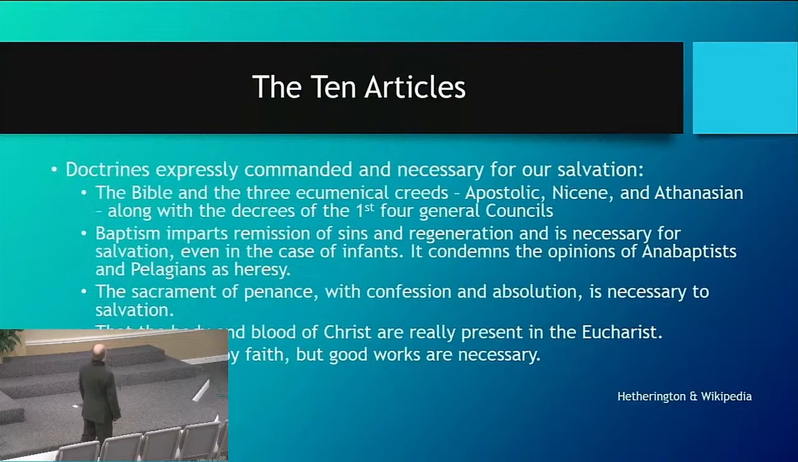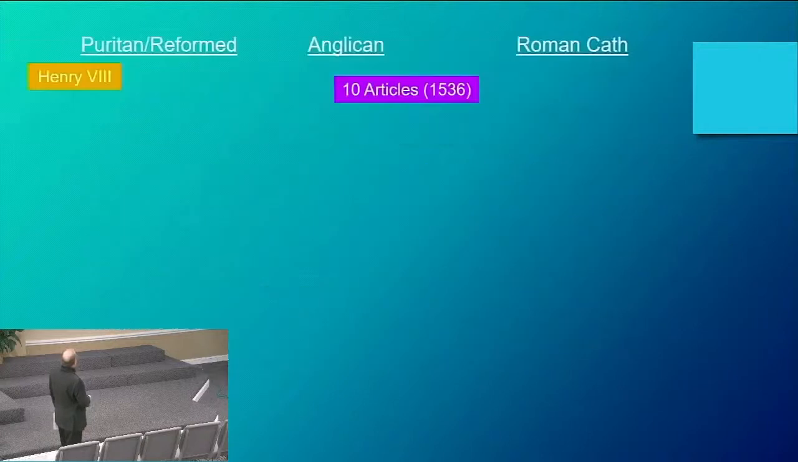The sacrament of penance with confession and absolution is necessary for salvation, and the body and blood are really present in the Eucharist. Justification is by faith, but good works are necessary. So if we put it on this graph with a sliding scale of where the Anglican Church fits between the Puritan and Reformed camp and the Roman Catholic camp, you can see that the 10 Articles really don't drift very far from Roman Catholicism.